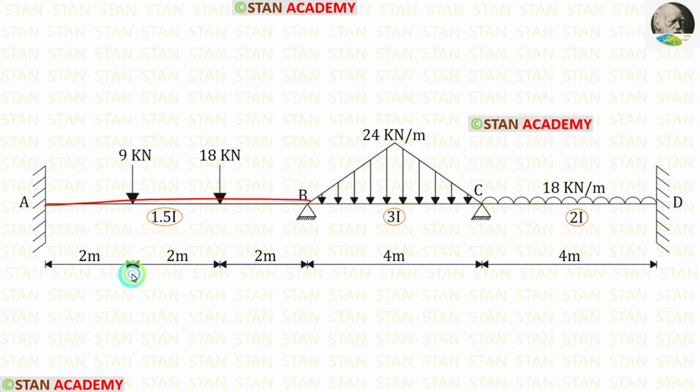Length of AB is 6 meter. Length of BC is 4 meter. Length of CD is also 4 meter. In this beam, all of the spans are having different moment of inertia. For the span AB, the moment of inertia is 1.5I. For the span BC, it is 3I. And for the span CD, it is 2I.